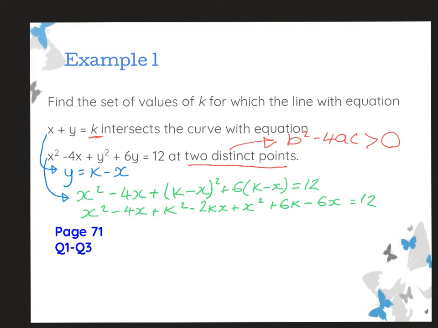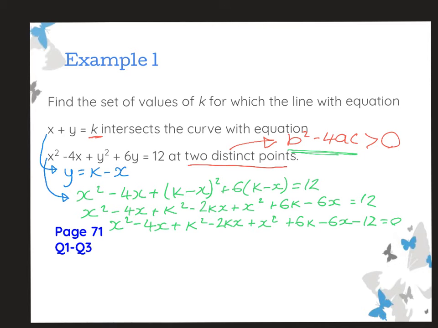Now we have got a quadratic equation here, so again, we need to have the quadratic equation equal to 0. So I'm just going to rewrite it, taking away that 12. So all we're worried about really is this discriminant. So we just need to work out what the value of a is, what the value of b is, and what the value of c is. So we need to do a bit of tidying up with this equation that we've got here.